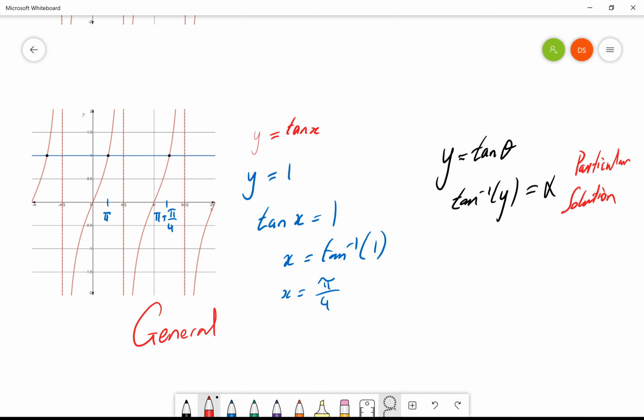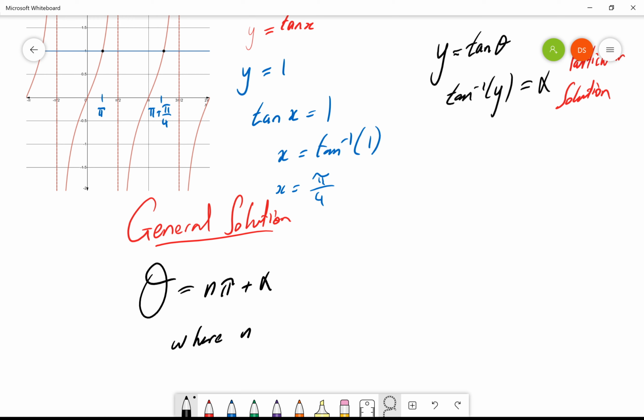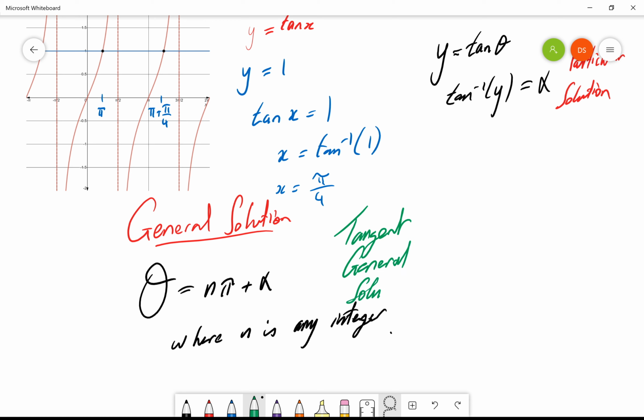Our general solution for tan looks like this. Theta equals n pi plus alpha, where n is any integer. Okay, real simple, nothing too crazy. And this is the tangent general solution.